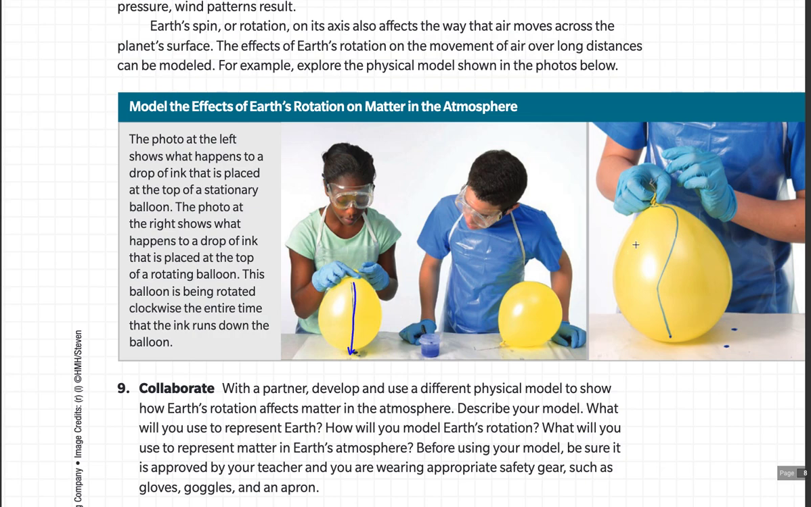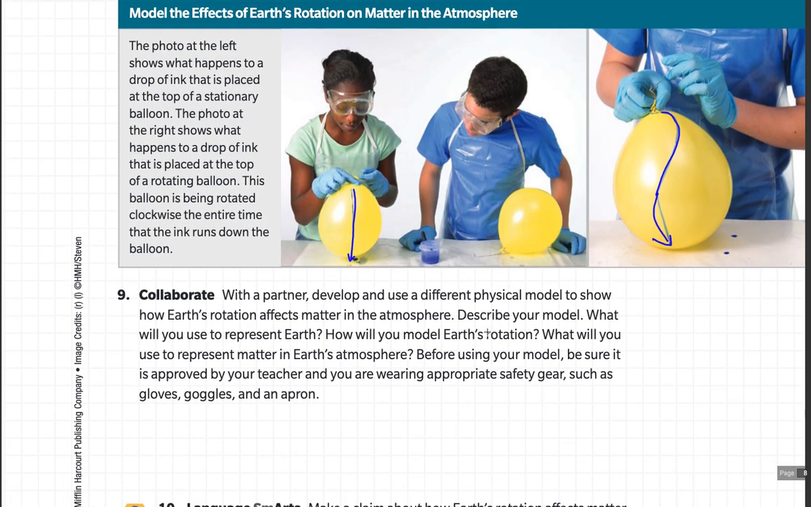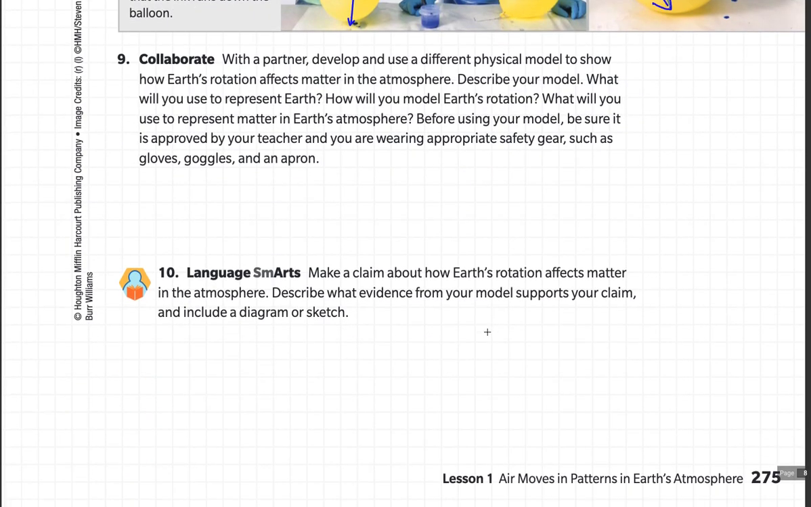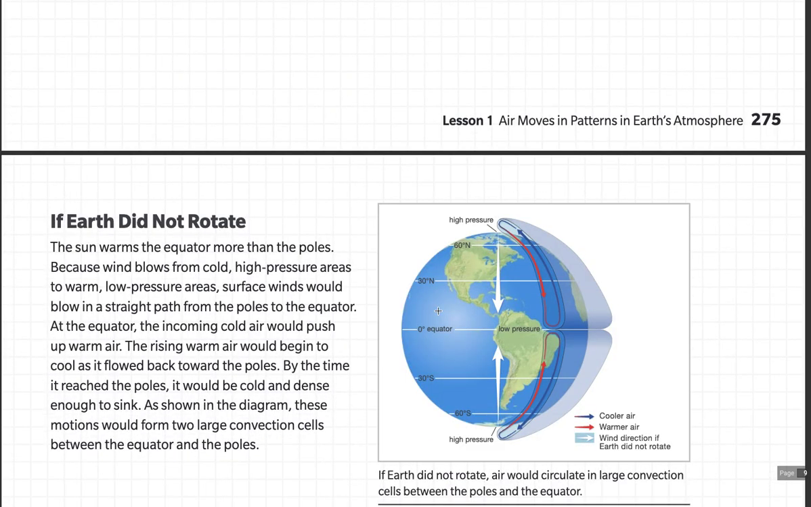Now, if you take a balloon and you spin it, so let's say you wind it up, where you hold it, and then you let it spin around, and then you drop the ink on, you can see how this ink curved in this direction while the balloon was spinning, and then eventually it looks like it stopped spinning. And so this is a phenomenon that you can see just doing this little experiment, but this is related to Earth's rotation and how wind moves on Earth.